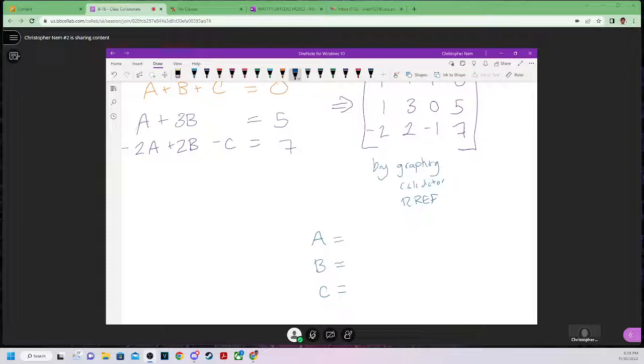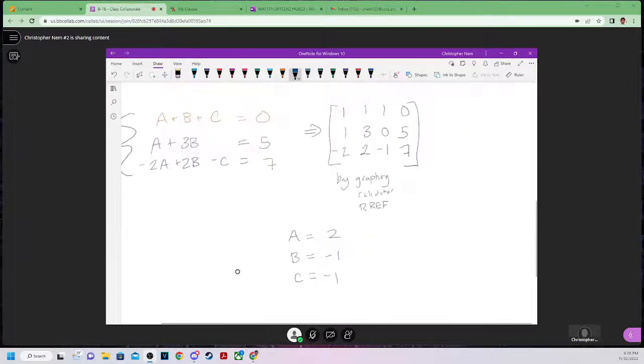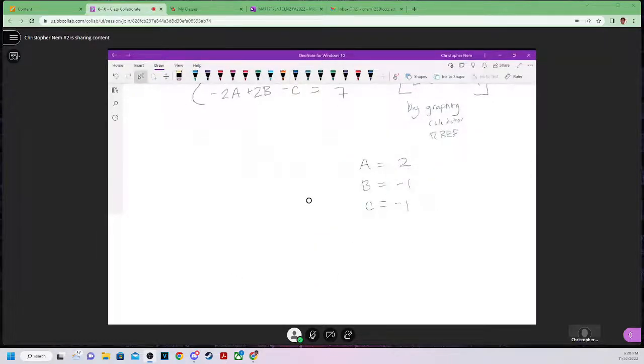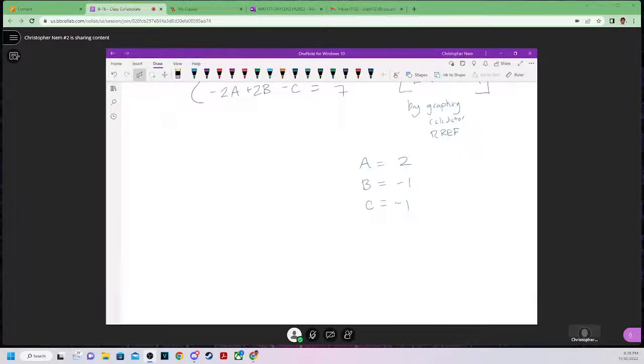Let's see, did I calculate that? And then if you actually calculate it out, you should get A is equal to 2, B is equal to negative 1, and C is equal to negative 1. Be sure you double check. I might not be right, but I want you guys to make sure you're following along, and if not, you can show me later in the email. I might have made a mistake, I might have punched in a number wrong, but I got A equals 2, B equals negative 1, C equals negative 1 when I put it in my calculator.